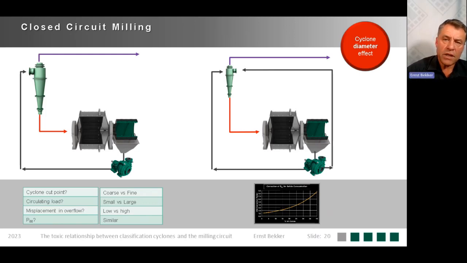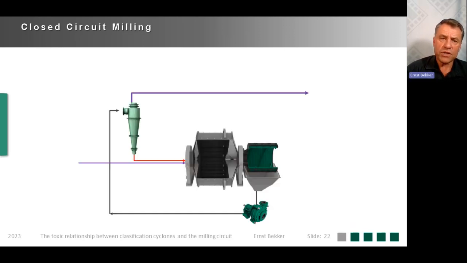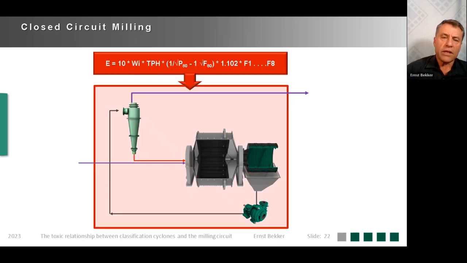In terms of the grind, why is the grind similar? Coming back to this picture here, if you look at the equation on the top, the Bond equation, it's a combination of the work index, the tons per hour, P80, F80, and then some efficiency factors. Nowhere in that equation is there anything about the cyclone. So the cyclone cannot change the grind or the P80. Some of you may frown upon that, say that something is not right. And I'll get to that discussion just now.